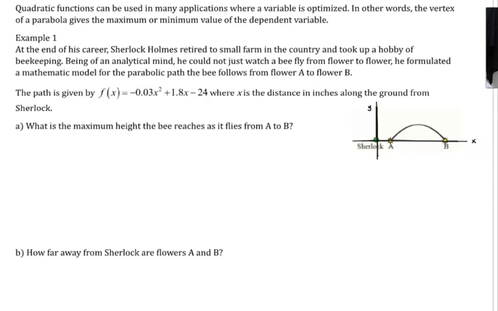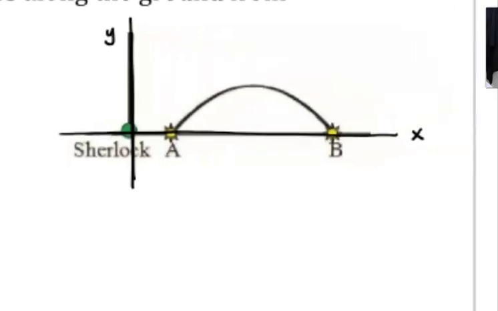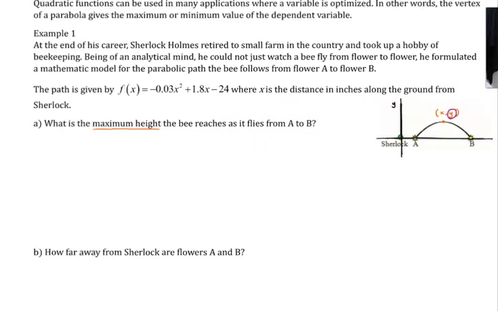So the first question we're being asked is, what is the maximum height the bee reaches as it flies from A to B? So as the bee flies from A to B, we can see that it's going to reach its max height at this point. And that point is going to have an x value and a y value. We are specifically being asked for the maximum height. So what we want from that point is the y value. So the answer for part A is going to be the y coordinate from the vertex.